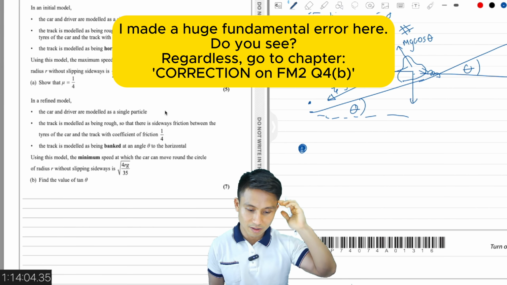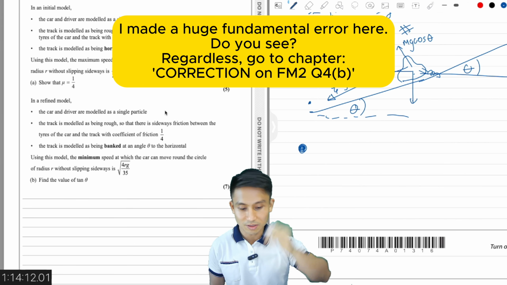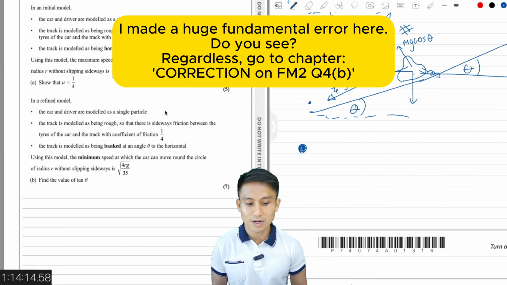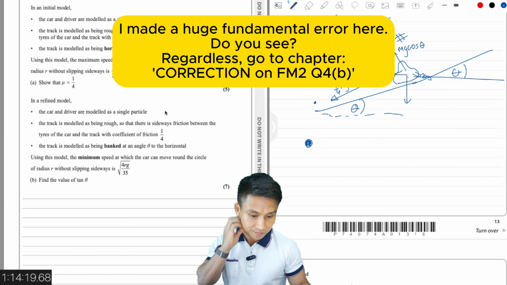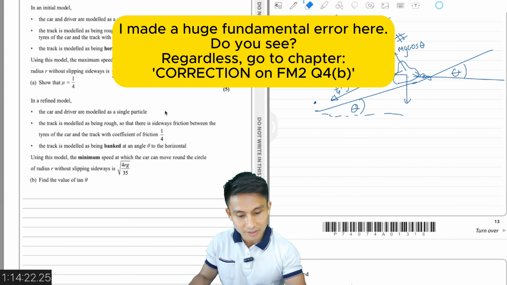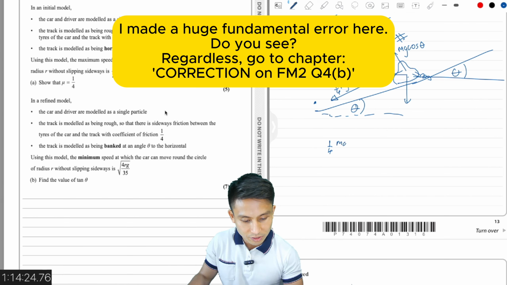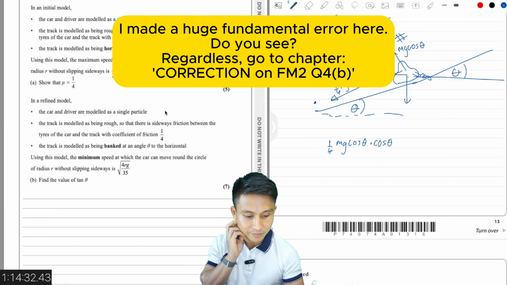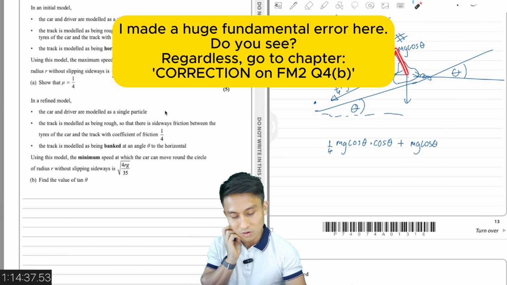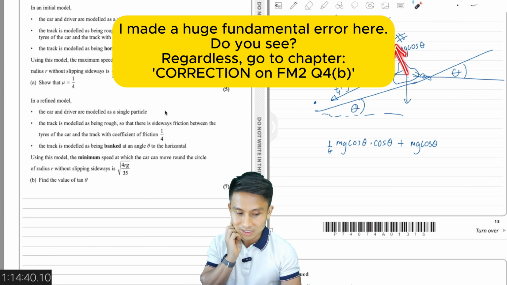So N will be resolved to the left, and 1 over 4 mg cos theta will be resolved to the left too, and that's probably it, just the two sources of centripetal force there. So towards the left, that would be 1 over 4 mg cos theta times, resolving to this direction, we have a theta here, so that's another cos theta, plus mg cos theta, that's from the weight component, the normal reaction, but it needs to be resolved to this.